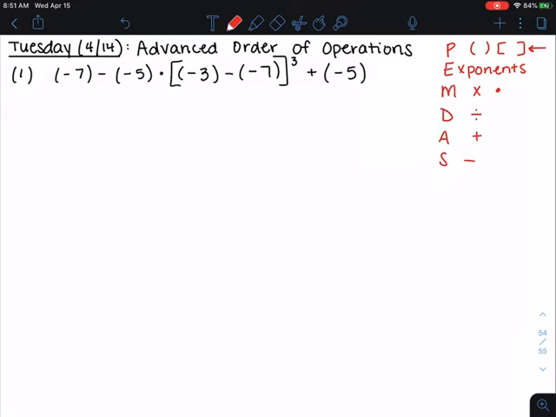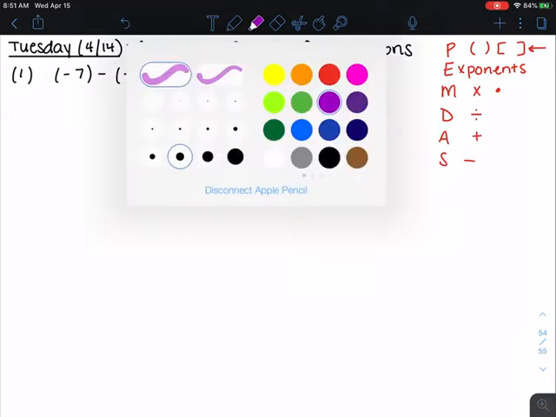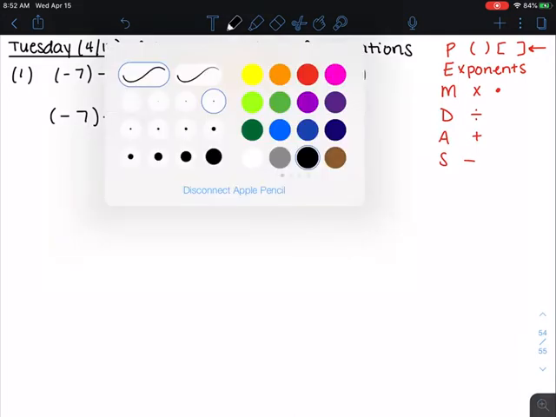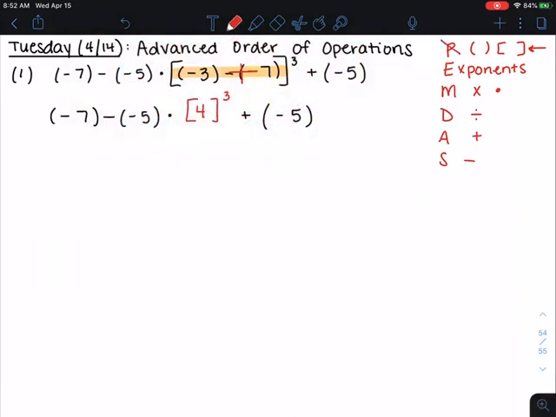Alright, so with that being said, first and foremost are parentheses. Parentheses include some sort of set. Brackets are also an option for this as well. So we're going to start with this part here. Alright, so you know that subtracting a negative is the same thing as adding. So I have -3 plus 7, and -3 plus 7 is 4. So this becomes 4 cubed. Alright, I'm going to write everything else beside it. So I have -7 minus -5. And then there we are. Alright, so parentheses are done.